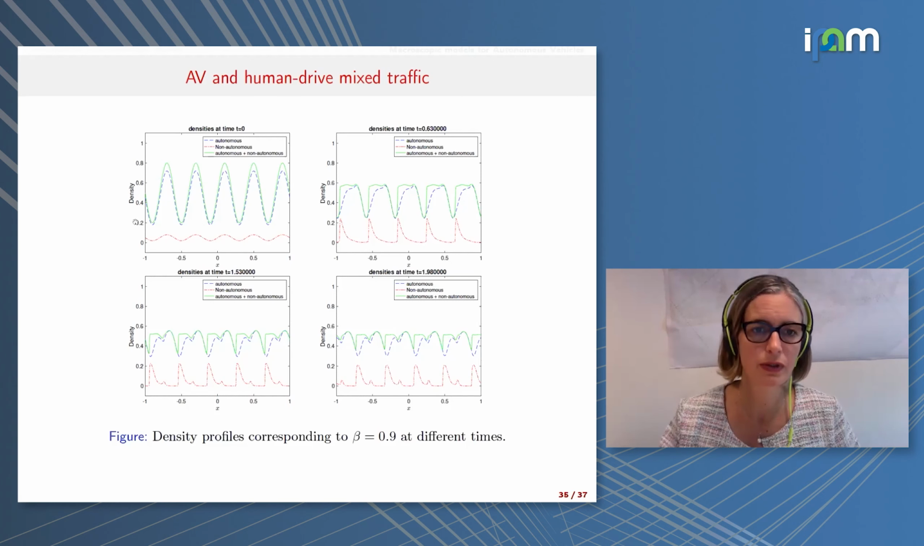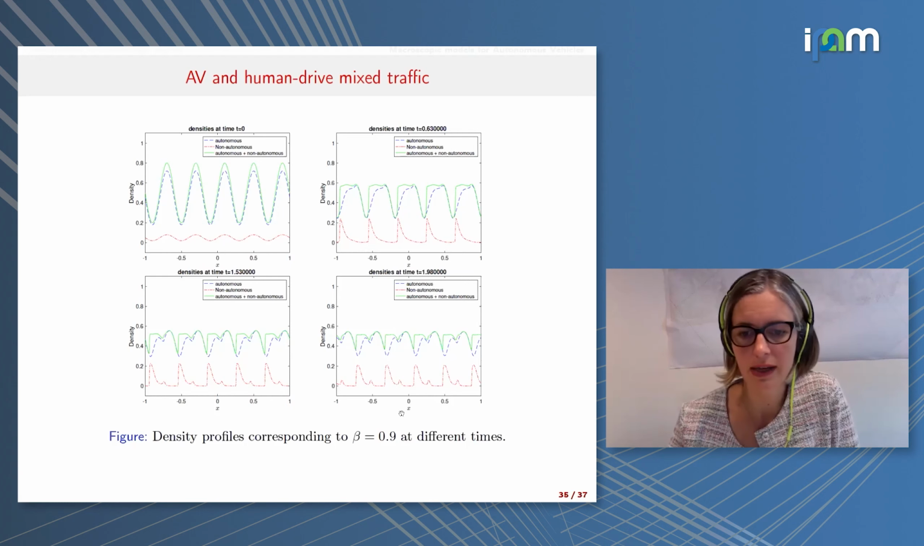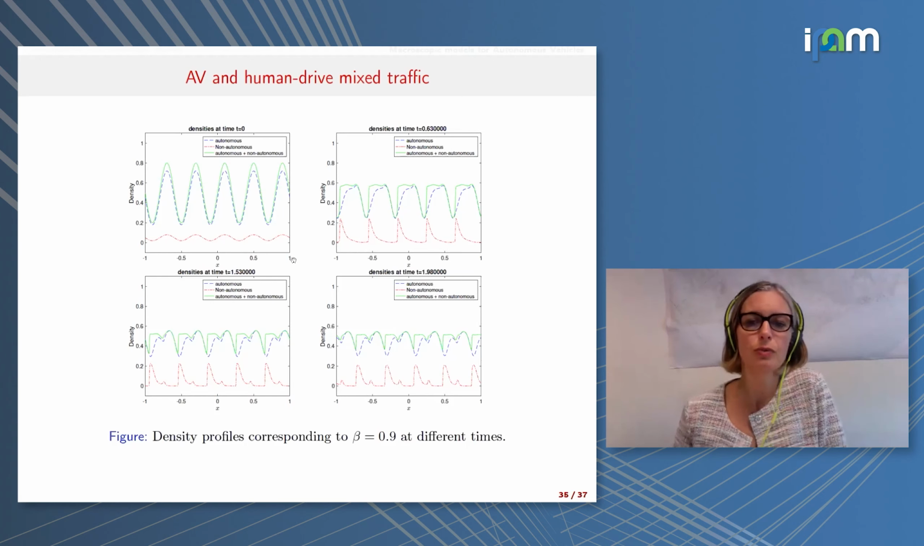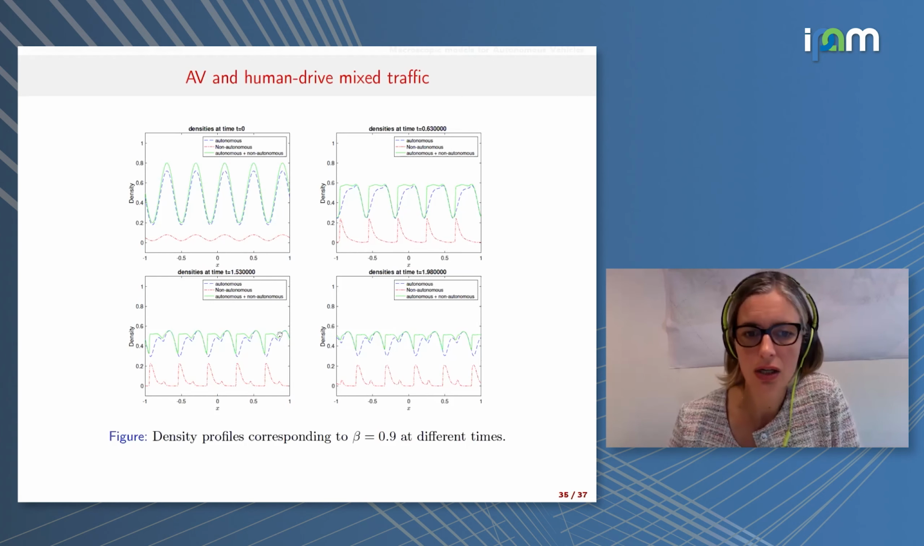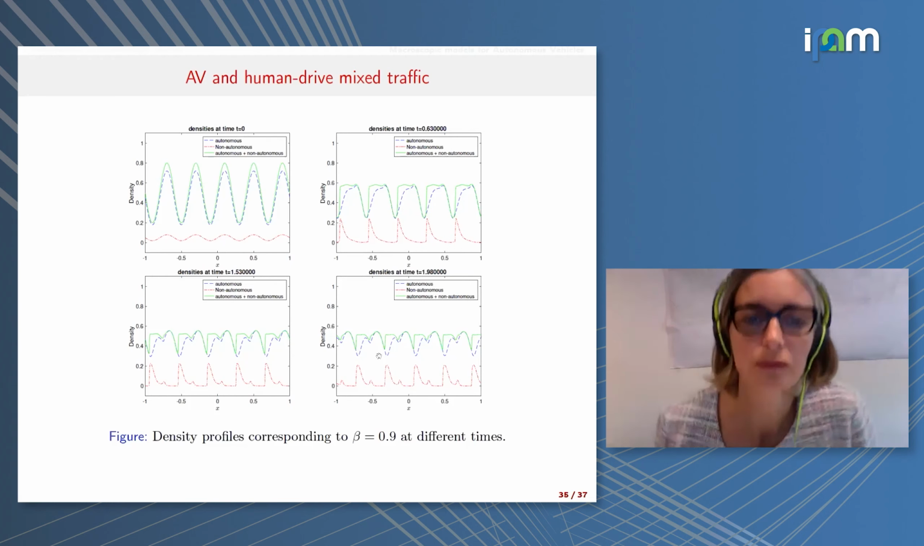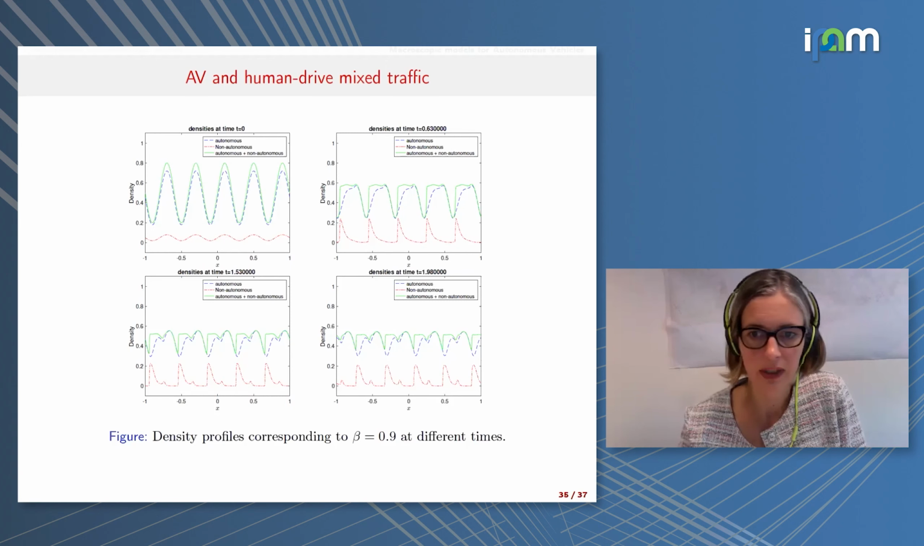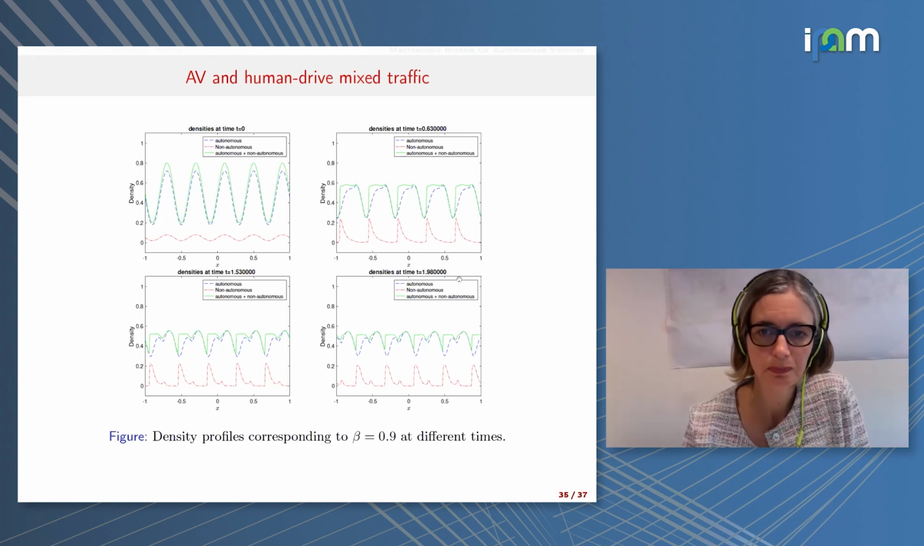So you can observe the initial datum here is the green one. I hope you can see correctly the green that is oscillating. And these are the two classes of autonomous and non-autonomous. So here I'm supposing that beta is 0.9, so I have a lot of autonomous vehicles and very few human-driven vehicles. And this is how traffic evolves according to this model, at about time equal 2.